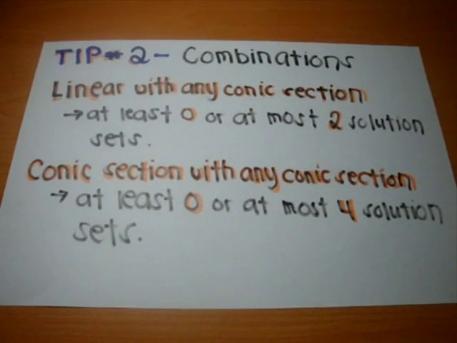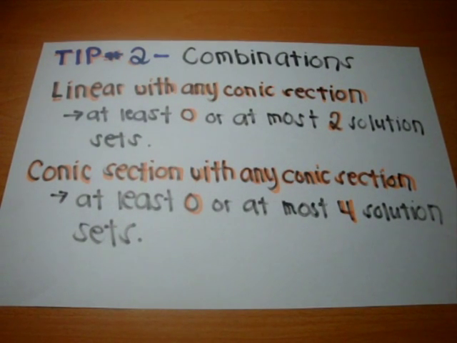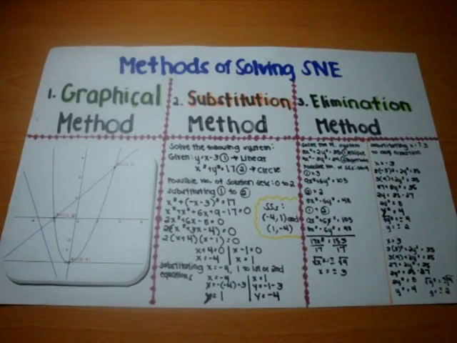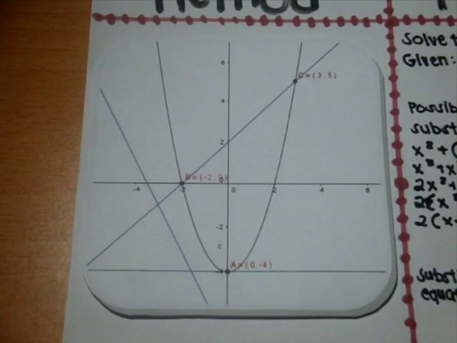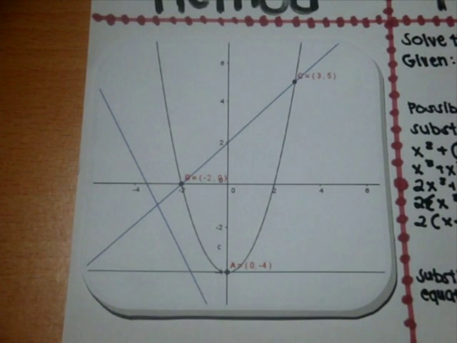Second and last tip, combinations. The combinations of two equations could be linear with any conic section. This has at least 0 or at most 2 solution sets, while two conic sections will have at least 0 or at most 4 solution sets. There are three methods of solving a system of nonlinear equations. First, the graphical method. Second, the substitution method. And lastly, the elimination method. In the graphical method, we graph the equations and see wherever they meet.